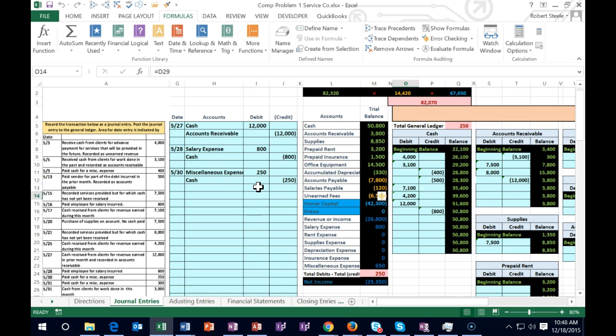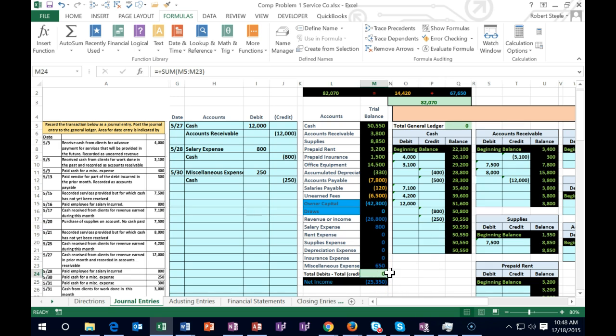So cash is over here. We're in the credit side. We're in cell P17. I'm going to say equals and then scroll over to that credit of 250 in J12. Once we hit enter, the 50,800 will go down to 50,550. Puts us back in balance over here.